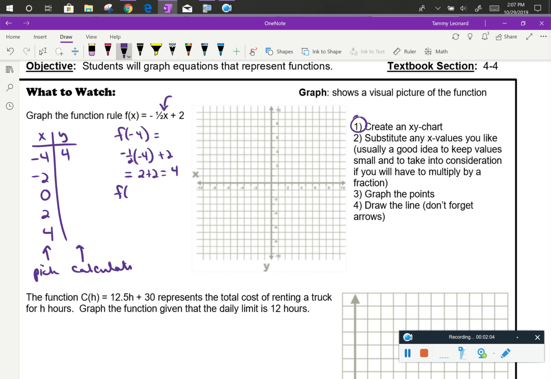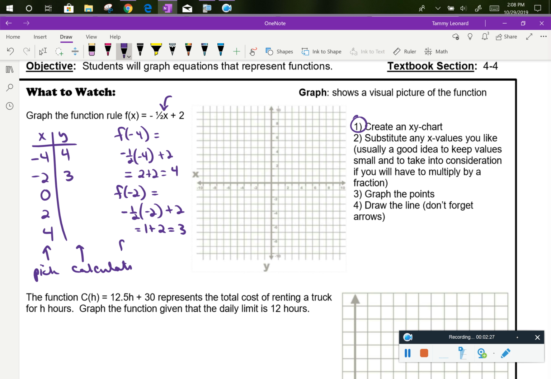If I do f of -2, I'm going to take -1/2 of -2 and then add 2. Well, again, we know that a negative times a negative is a positive. So I'm going to get a positive. 1/2 of 2 is 1. So I have 1 plus 2, which is 3. So I can add a 3 to my table.